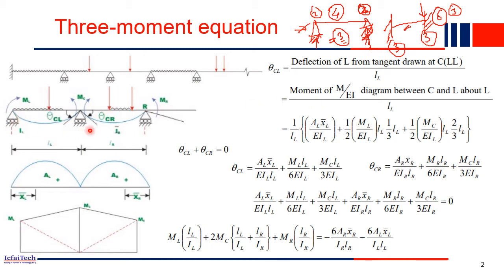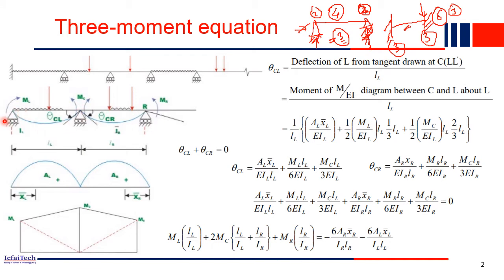So let's derive our three moment equation now. Let's consider this portion, this beam, and these three supports. These three supports are there, and some loads are acting, UDL, point load, whatever combination of loads. Because of this load, you will have the deflections. So this is a deflected shape of a beam.